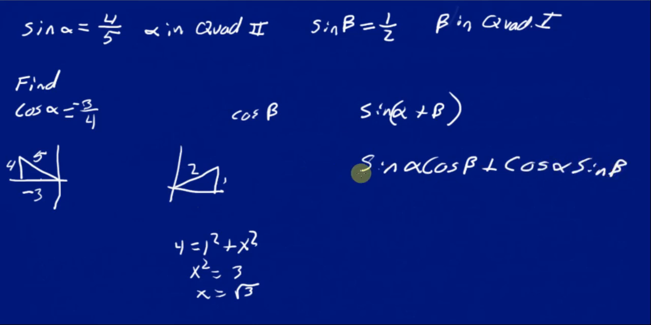And they do have a little flow to them once you know them. All right, the sine of alpha. So we're going over here with alpha. The sine was given to me as 4/5. Cosine beta. What did we find the cosine here? Root 3/2? Negative, no, positive root 3/2.